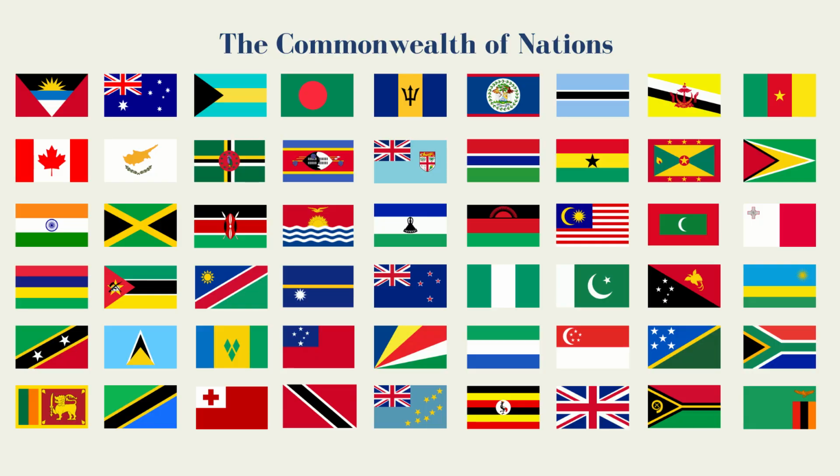Antigua and Barbuda, Australia, the Bahamas, Bangladesh, Barbados, Belize, Botswana, Brunei, Cameroon, Canada, Cyprus, Dominica, Eswatini, Fiji, The Gambia, Ghana, Grenada, Guyana, India, Jamaica, Kenya, Kiribati, Lesotho, Malawi, Malaysia, Maldives, Malta, Mauritius, Mozambique, Namibia, Nauru, New Zealand, Nigeria, Pakistan, Papua New Guinea, Rwanda, St. Kitts and Nevis, St. Lucia, St. Vincent and the Grenadines, Samoa, Seychelles, Sierra Leone, Singapore, Solomon Islands, South Africa, Sri Lanka, Tanzania, Tonga, Trinidad and Tobago, Tuvalu, Uganda, United Kingdom, Vanuatu, Zambia.